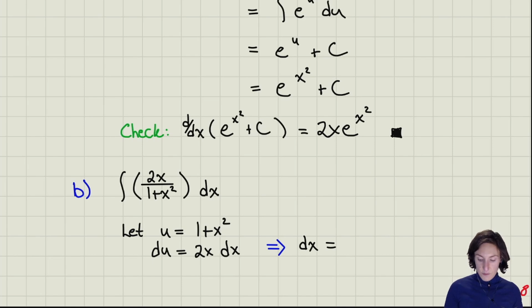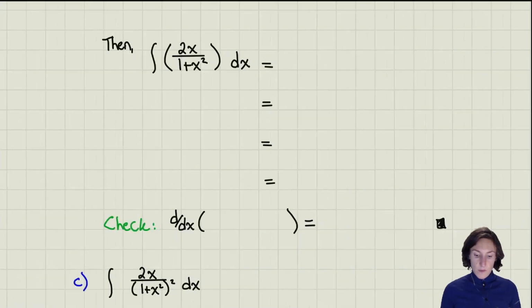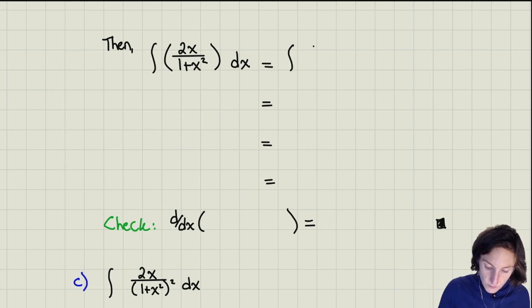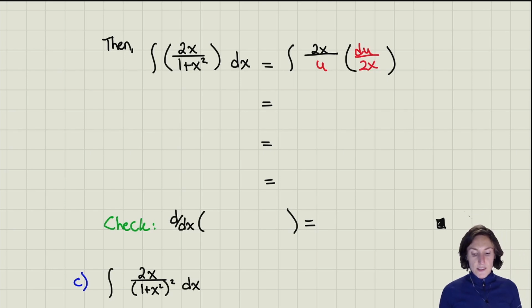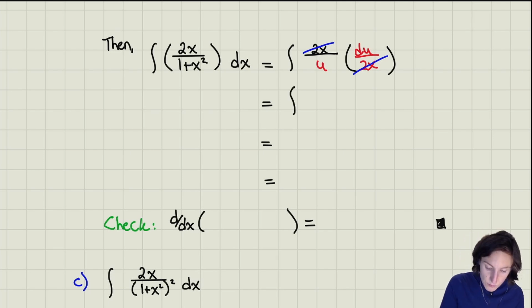And if I isolate for my dx, in this case it's actually the same as it was above, I have du over 2x. Okay, so then if I make the substitution, I'm going to go integral. I'm going to leave the 2x alone because I haven't done anything with that yet. But my 1 plus x squared, that's the thing that I called u. And for my dx, we wrote that as du divided by 2x. And this was a good choice because now all my other x's in my integral go away. And I'm only left with u's, particularly 1 over u du.